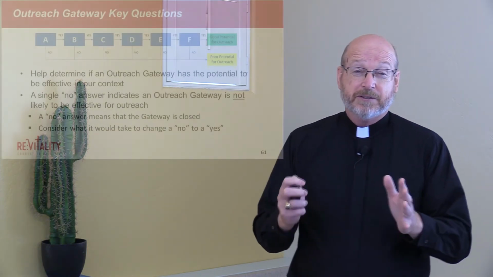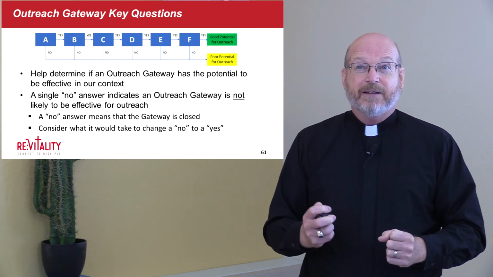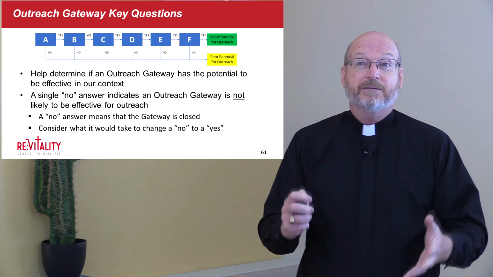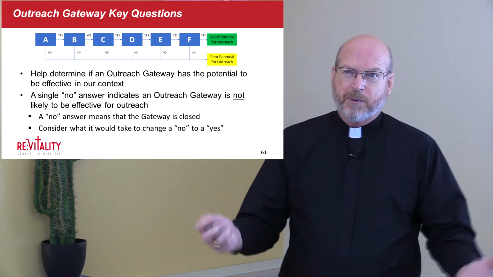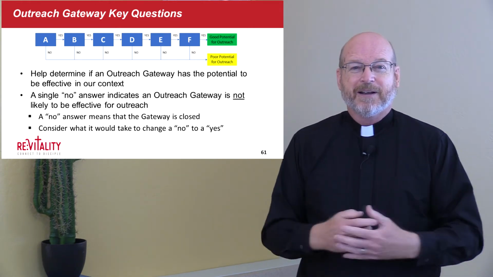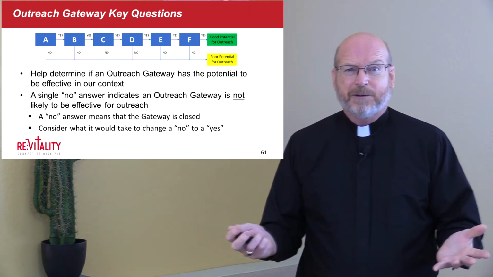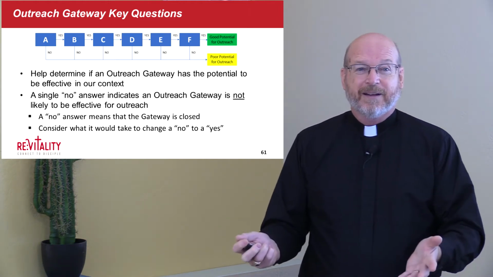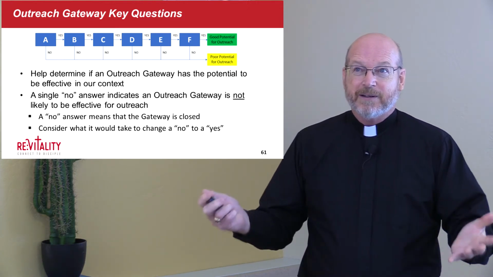There are some key questions that will really guide us in understanding what makes for a good outreach gateway. And these help us determine if an outreach gateway has the potential to be effective in our context. So something like after-school tutoring, is that going to work for our context? Is that going to work for the whom we're trying to reach? So if we're trying to reach retired people, after-school tutoring may not be a very good outreach gateway. But if we're trying to reach young children, the siblings of the children who come to after-school tutoring, then yeah.